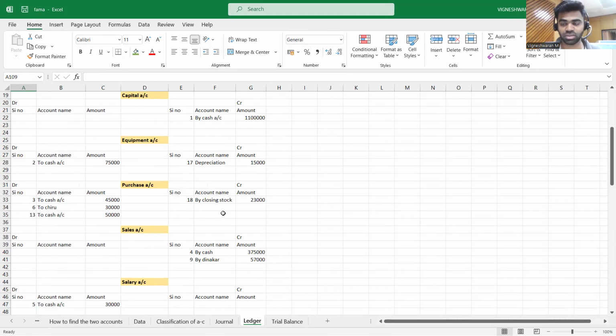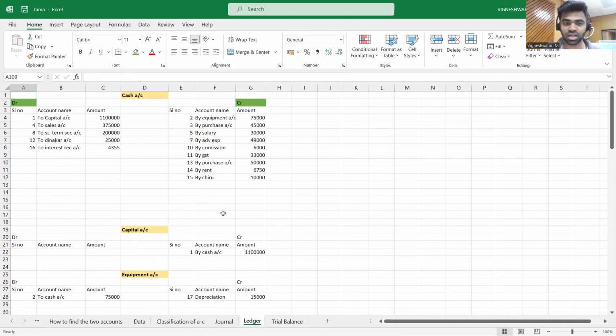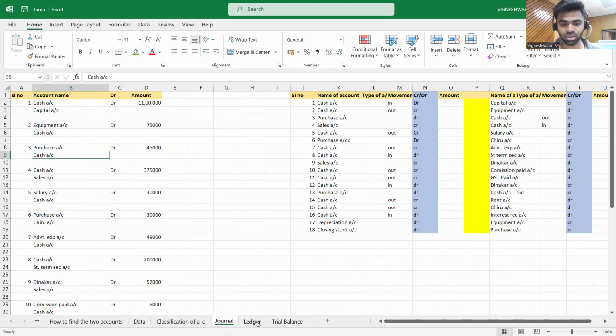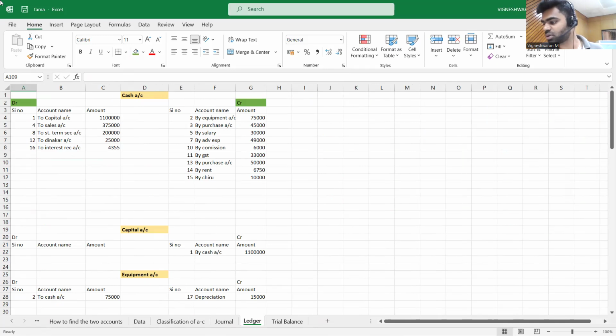Okay, so now I have filled the journal for all the entries. So we will quickly go through the journal. First journal, the journal account is there. First one is cash account, debtor, capital 11 lakhs. So in cash debit side I put 11 lakhs. In capital, in credit I put 11 lakhs.